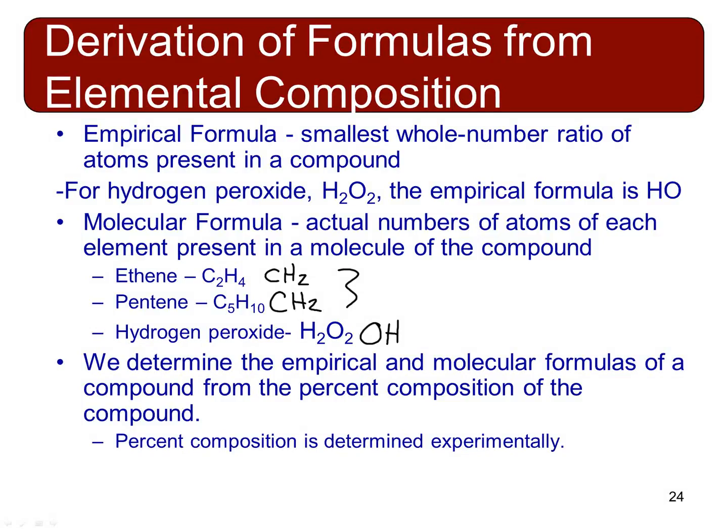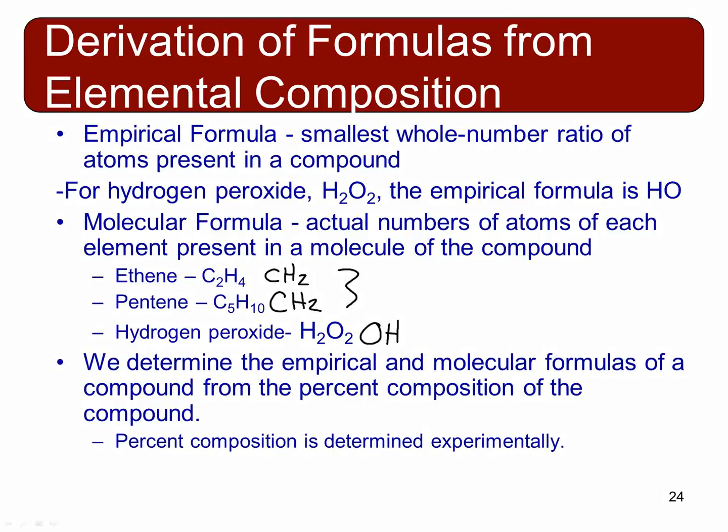Okay, so how we determine empirical and molecular formulas is experimentally. So you're actually going to do this in the lab the next time we're in the lab. You're going to determine the formula of magnesium oxide, which most of you probably can predict what it should be, right? Because we know that magnesium wants to lose 2 electrons, oxygen wants to gain 2. So you're going to end up with a 1-to-1 ratio.